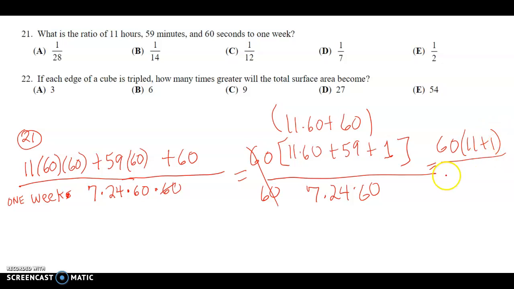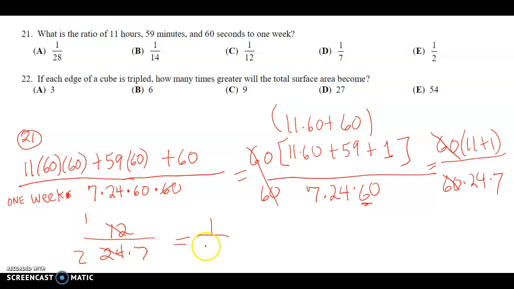Now my denominator here, I have 60 over here, I have 24, and I have 7. So the 60s are gone. I have 11 plus 1, or 12, over 24 times 7, and I'm reducing that to 1 and 2. I have 1 over 14, and I'm hoping I see that up here, and I do in B.